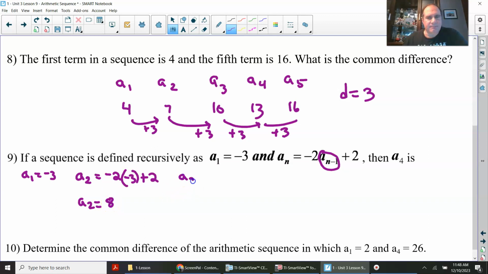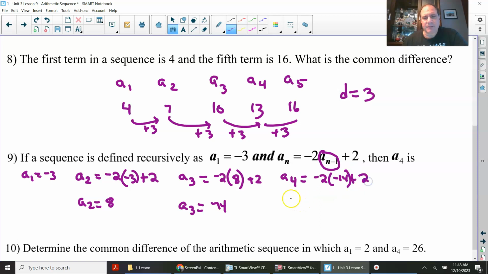Then we're going to go to a sub 3 equals negative 2 times the prior term, which is 8. 3 minus 1 is 2, and that's why I'm getting the prior term there, plus 2. So a sub 3 equals negative 16 plus 2. Negative 16 plus 2 is negative 14. And then a sub 4 finally is negative 2 times negative 14, the prior term, plus 2. 14 times 2, negative times negative is positive, 28, plus 2 is 30. So a sub 4 is 30.